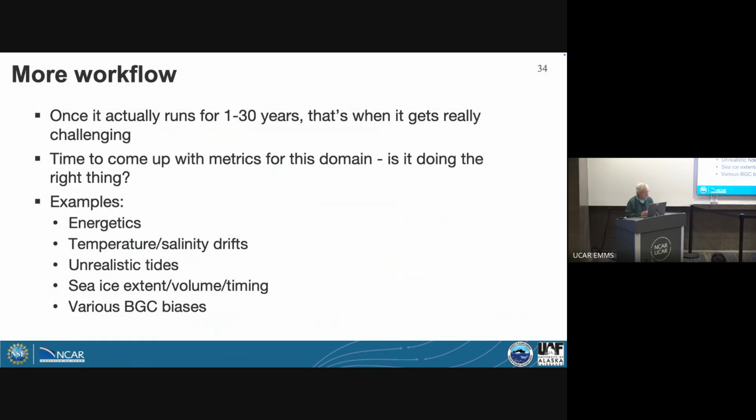Also, people look at energetics. Do they match the energetics that come from the satellite estimates of where the eddies are? And if you have sea ice, what's the sea ice extent and the timing and so forth? Does that all make sense?